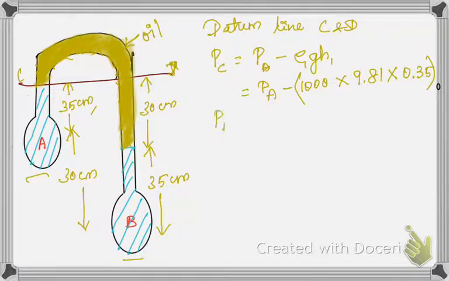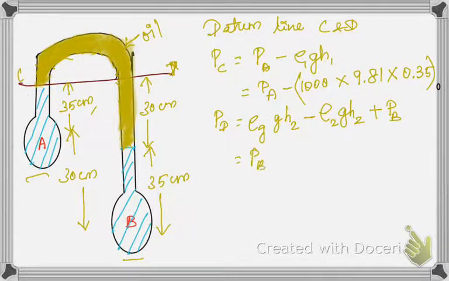Next is PD. PD is the pressure below the datum line CD in the right hand side limb, which we have to take into consideration now. So what are the things we have? First we have oil here. Generally we write rho g h. I can take it as h2, minus rho 2 g h2, and then PB, so it will be plus PB.